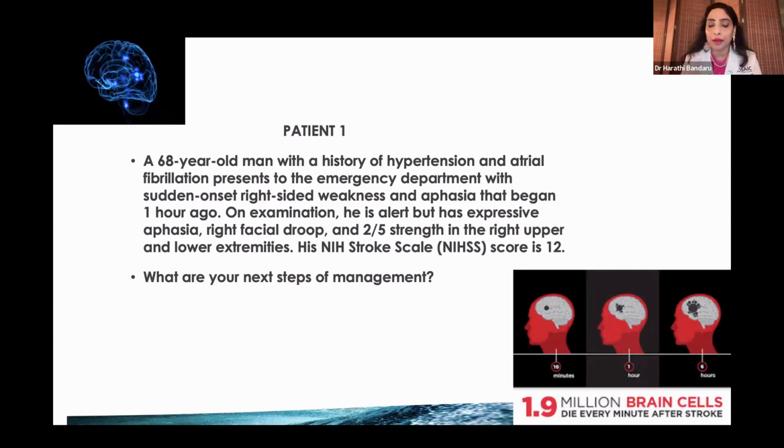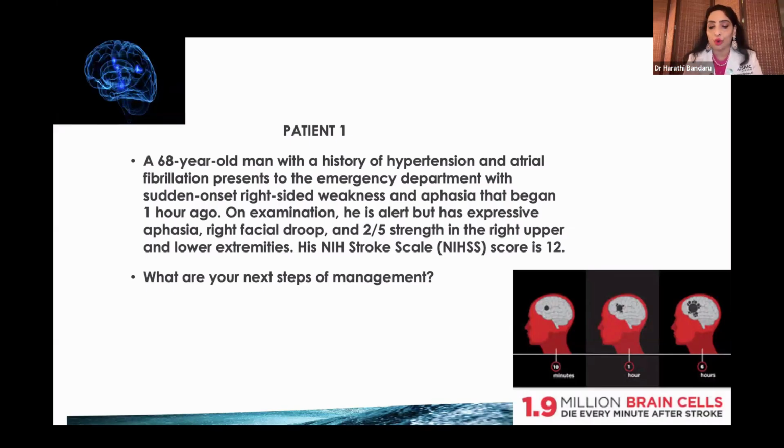First of all, what do you think about it? When you look at the temporal profile, all his symptoms started 1 hour ago. What could be so sudden? And then when you look at the presentation, sudden aphasia, cannot talk, and then cannot process, and right facial droop. So what is the first thing that comes to your mind?